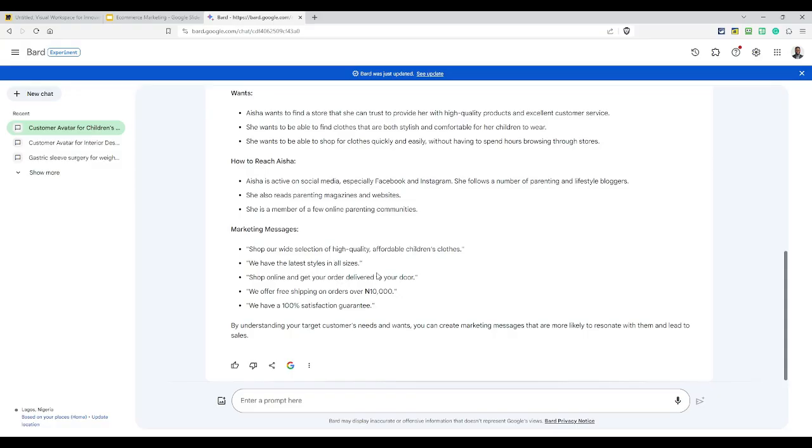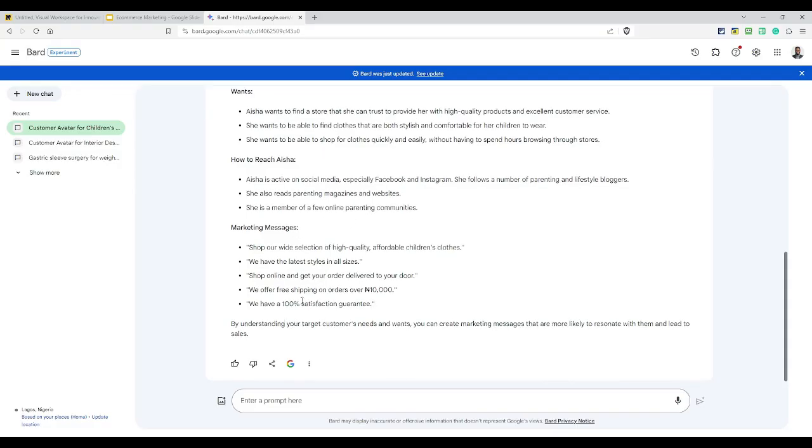Notice how all of these are sort of tackling the pain points that Aisha has. Because if you don't understand your customer's pain points, if you don't create an avatar, you don't create a buyer persona, you cannot know what their problem is, and you cannot tackle it with the messaging that you're using for advertising. 100% satisfaction guarantee. We offer free shipping. Now, something very important to note, please.